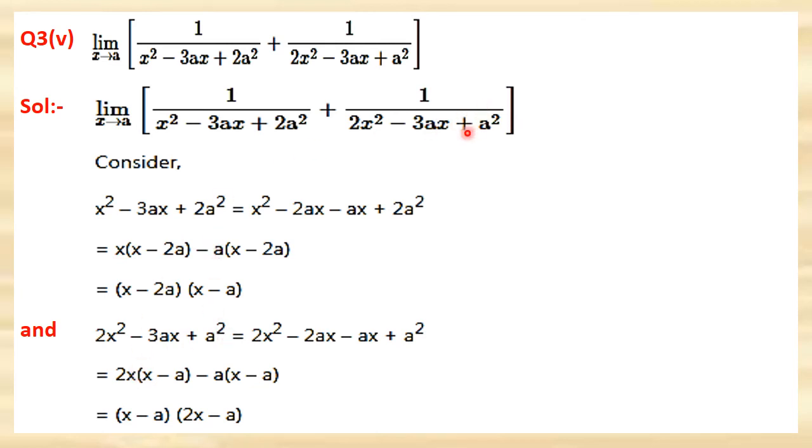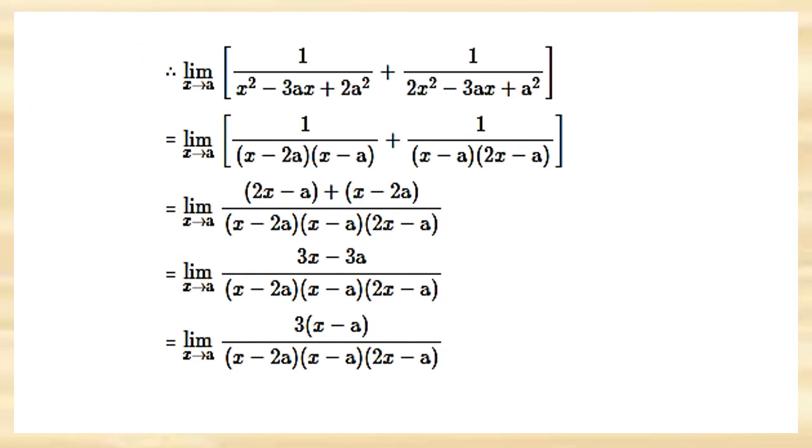Now the second term denominator, 2x square minus 3ax plus a square. Again the product is 2 into a square, 2a square, and the sum minus 3a. The same factors, minus 2a and minus a. So here 2x is common, so 2x is taken out. So 2x into x minus a, and here minus a is common, so minus a is taken out, x minus a. Again x minus a is common, x minus a into 2x minus a.